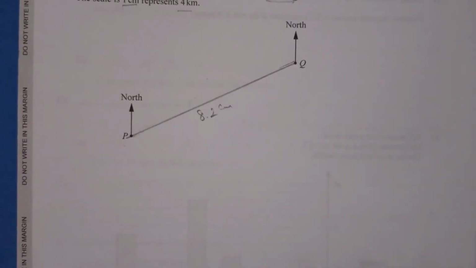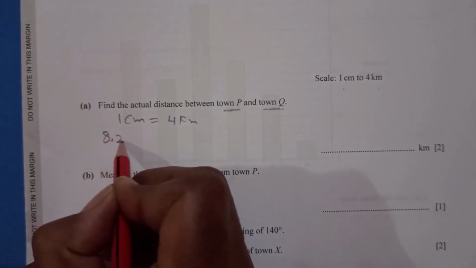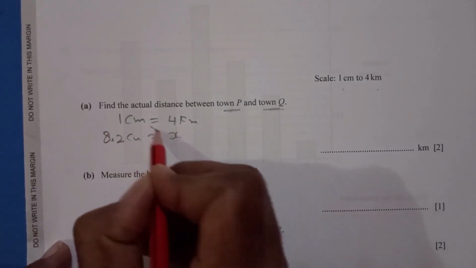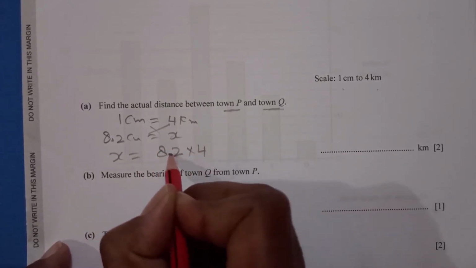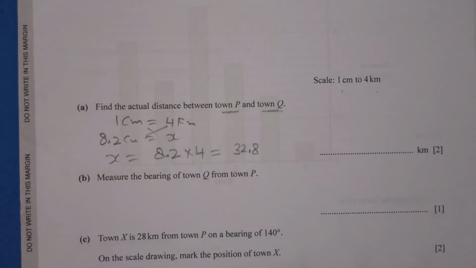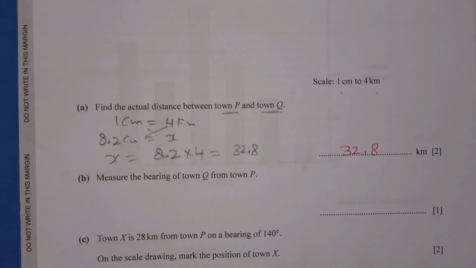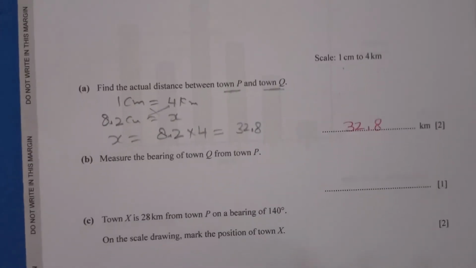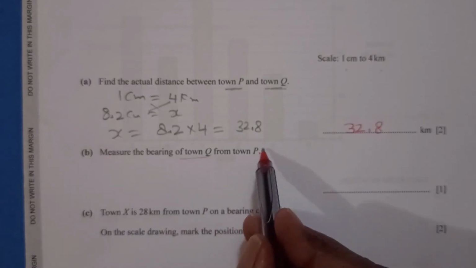Now 1 centimeter represents, we are given here that 1 centimeter is equal to 4 kilometers, right? So what will be 8.2 centimeters? Just cross multiply, that will give you the final answer: 8.2 times 4 is 32.8. So our final answer here will be 32.8, right?